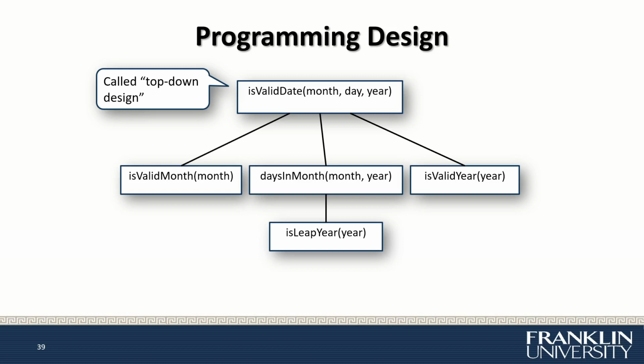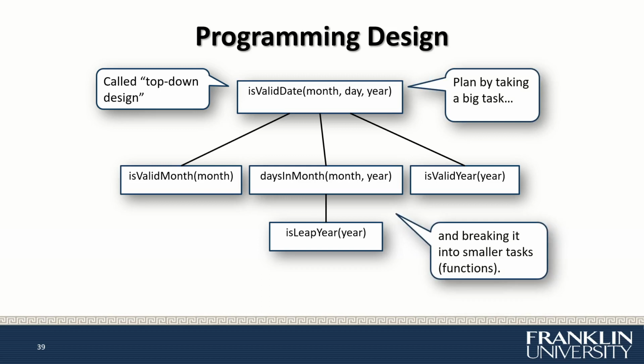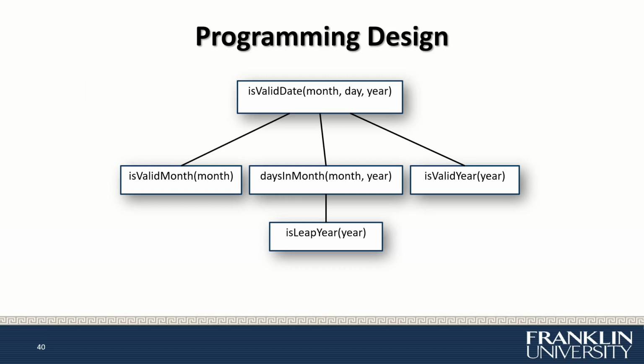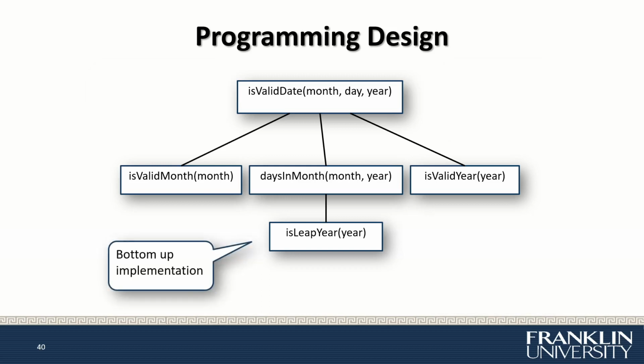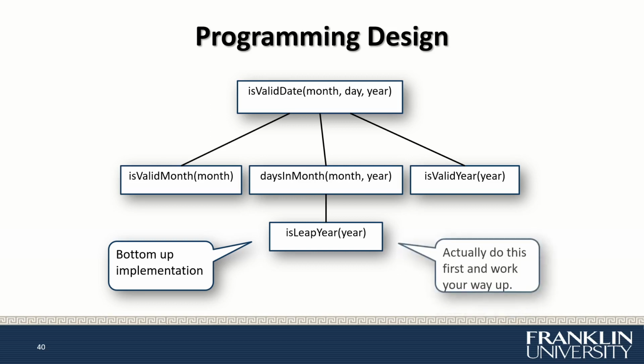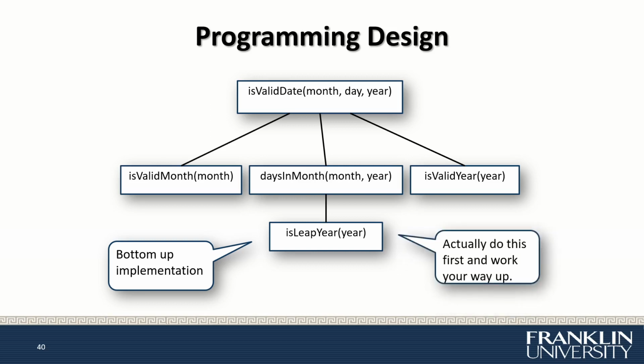And this is called a top-down design. As you can see, I go from the top, the highest level, and design the problem all the way down. You plan by taking a big task and breaking it down into smaller pieces, and all of these pieces can be implemented using functions. And when you implement that, you will implement from the bottom up. In other words, in this example, I will implement isLeapYear first, and then work your way up to valid month, days in the month, valid year, and then valid date. Work your way up.